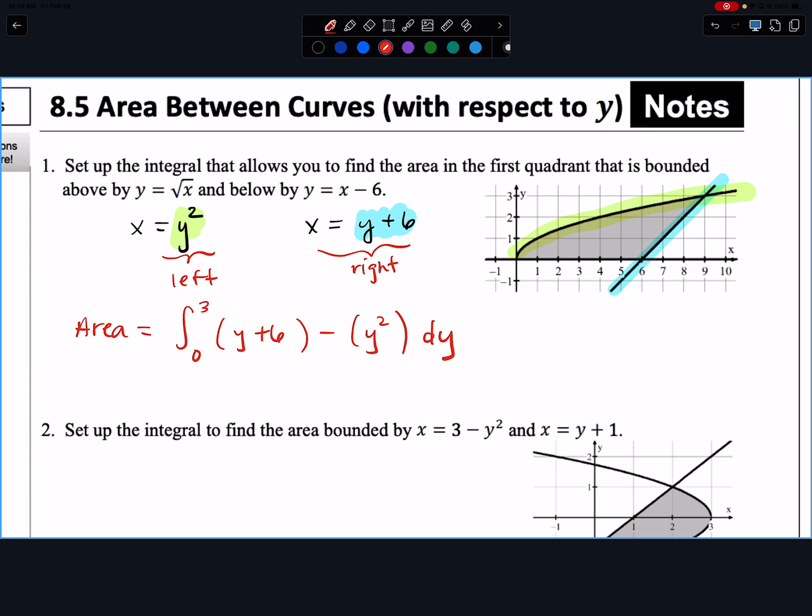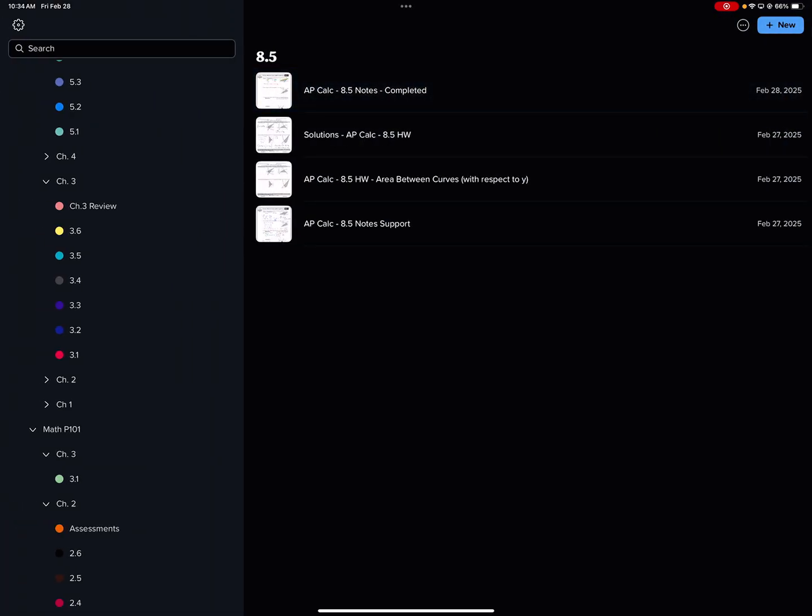And then you do the antiderivatives. And what's nice is this gray area didn't change, right? Its shape didn't get bigger or smaller. Whatever you get for this should be the same thing we got when we did this yesterday in 8.4.